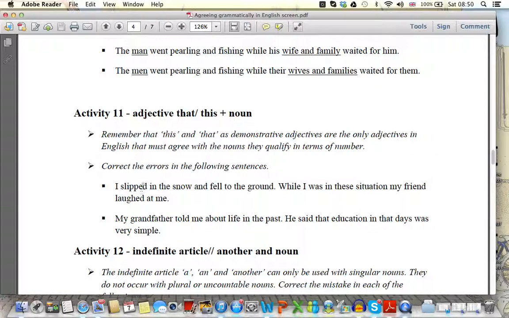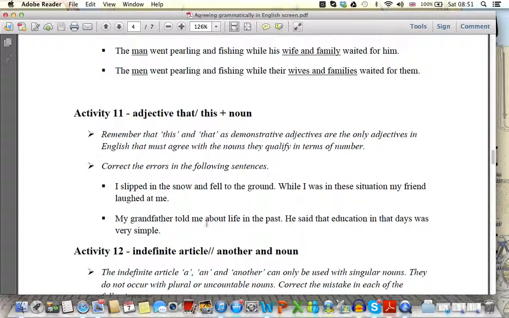So, for example, here is a common error. I slipped in the snow and fell to the ground. While I was in this situation, my friend laughed at me. Now, these is incorrect here. We either say while I was in this situation or these situations.